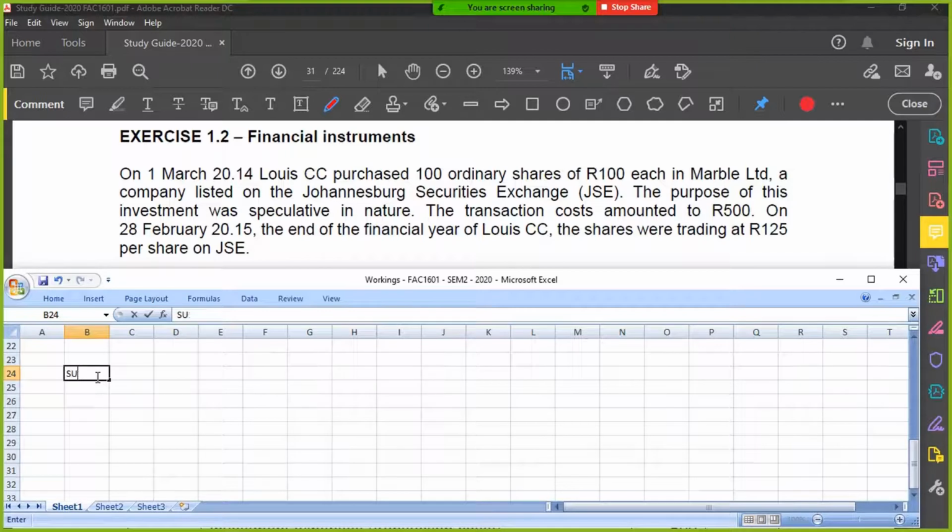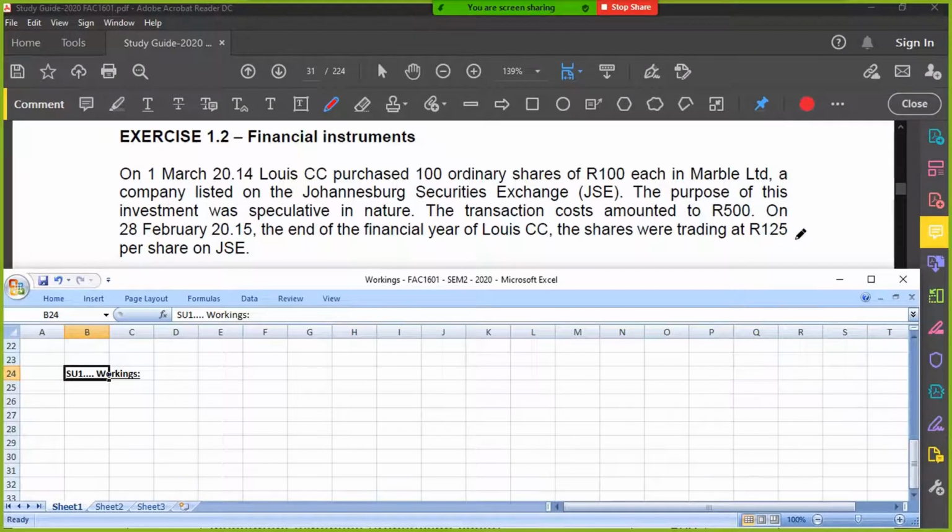Okay, this is study unit 1. Let's look at this question. Right, what stands out for you here? I'm going to give you the task of reading it and then tell me what stands out.